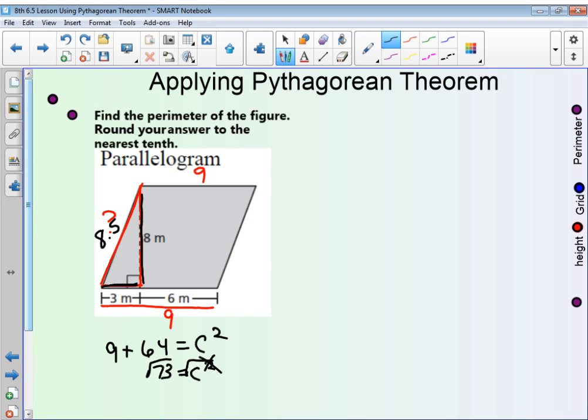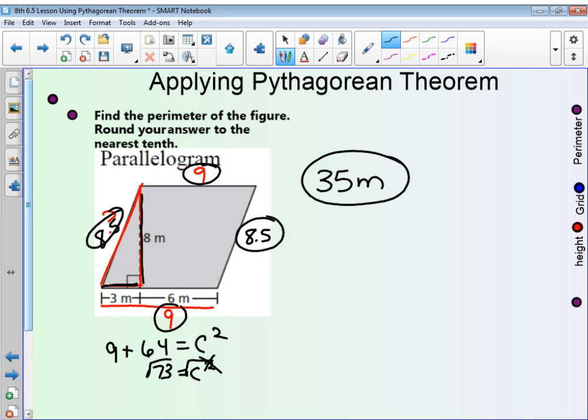Okay, so to do the perimeter, this is also 8.5. I'm now going to add all 4 of these together. So 8.5 plus 8.5 plus 9 plus 9 gives me 35. Dimensions were meters. There's my perimeter.